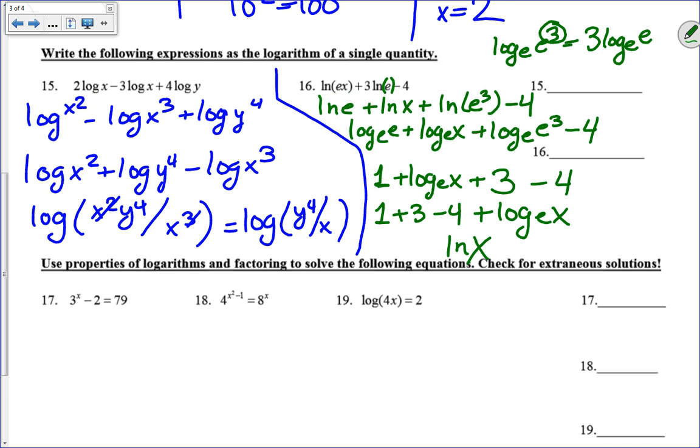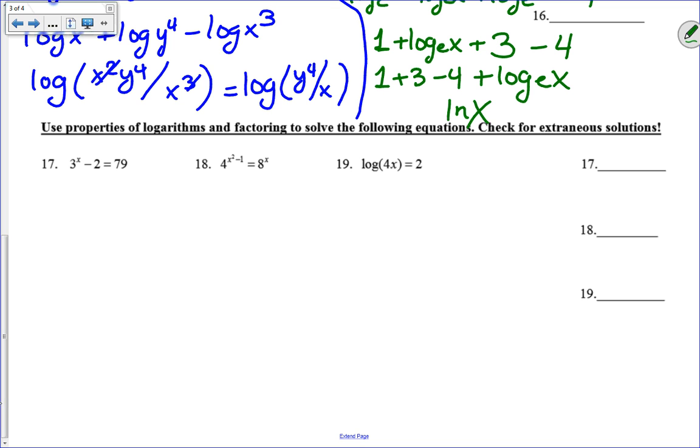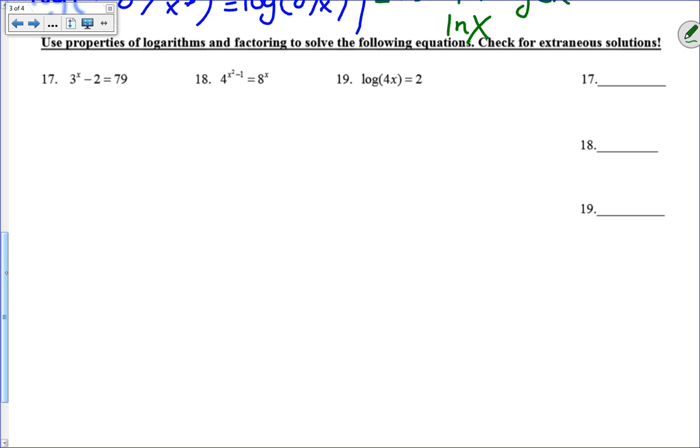So let's move on down here. Now we just need to solve these equations for x, right? And it says to check for extraneous solutions. Extraneous meaning what? So if we plug it back in, we're going to get some sort of error with it, right? We've got to toss that one out. So we have this 3 to the x minus 2 equals 79. What should we do first?